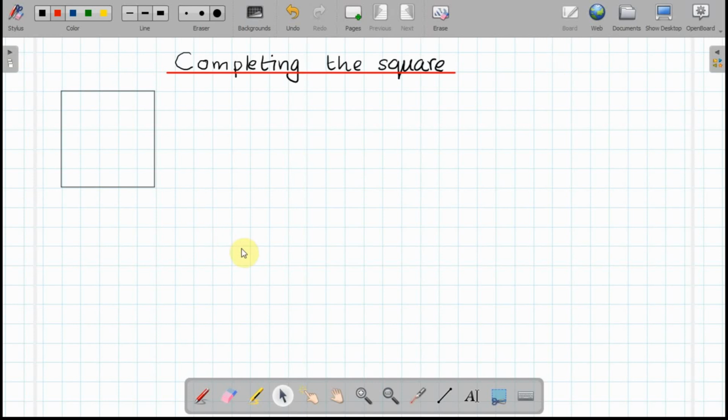To find the area of a square, we multiply its sides by itself. So a side length times another side length gives you the area of a square. Suppose we have a square with side length x plus 3. So to find the area of this square, we would multiply x plus 3 by itself. So this is x plus 3 times x plus 3. This can also be written as x plus 3 whole squared.